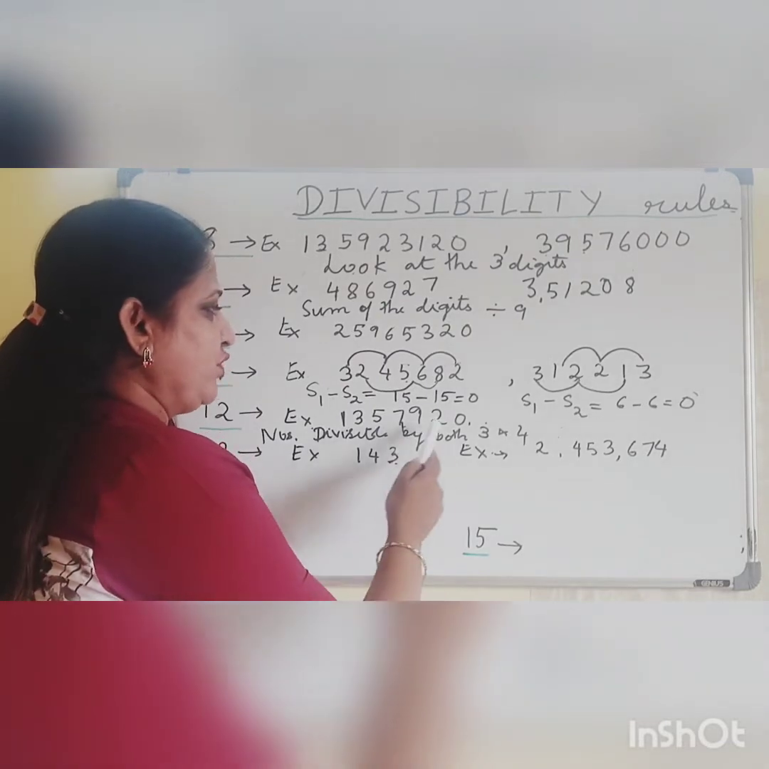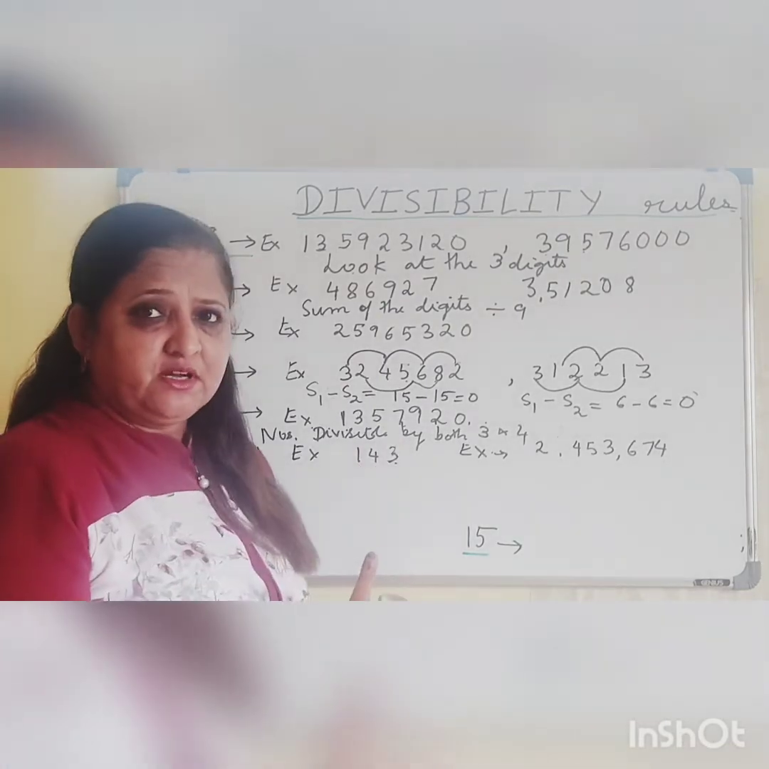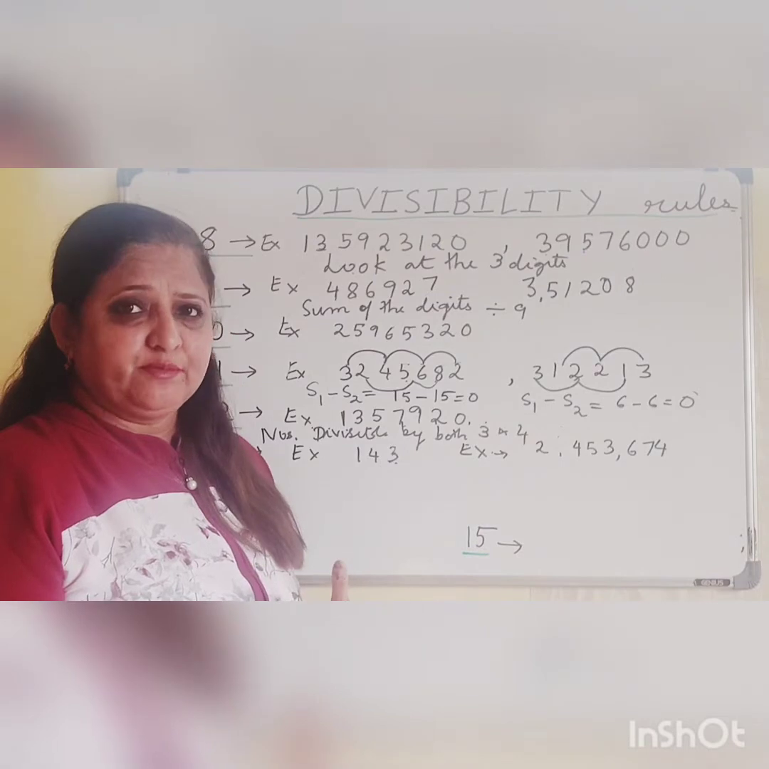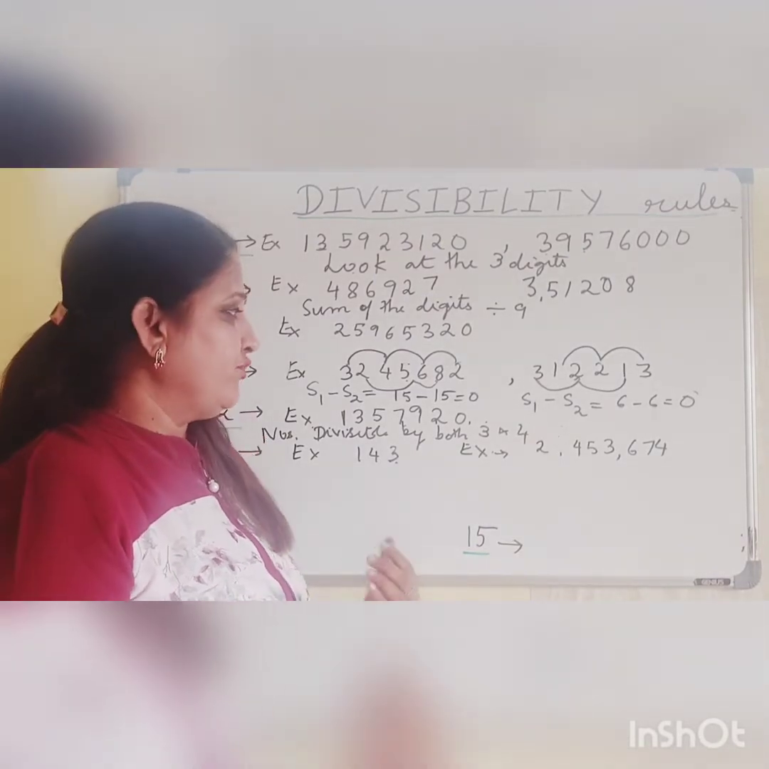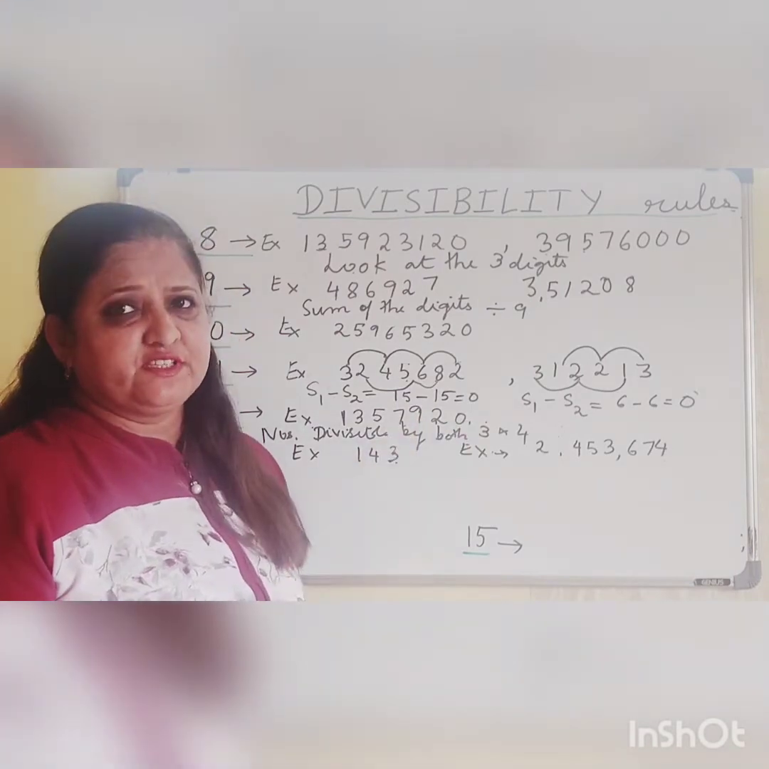Divisibility rule of 3 is what? You have to add up all the digits of the number and check whether that is a multiple of 3 or not. Okay? Then the whole number is divisible by 3. And for 4, you just have to look at the last 2 digits of the number.